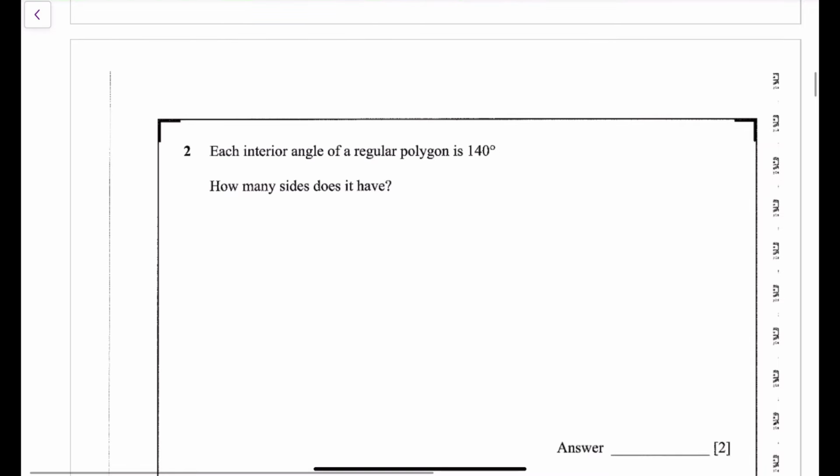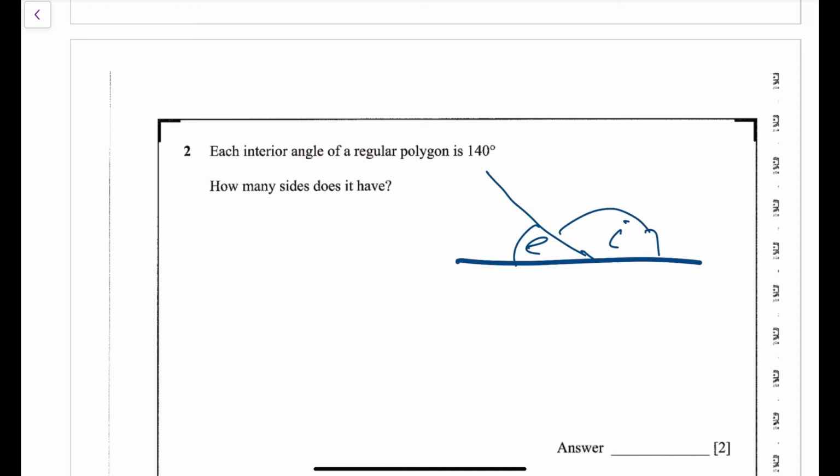Question 2. Each interior angle of a polygon is 140 degrees. How many sides does it have? The easiest way, I think, to do this one, if you imagine you've got an interior angle, we'll do it here. The interior angle's here. The exterior angle makes, together with the interior angle, 180 degrees. So first of all, your exterior angle is equal to 180 minus 140, so it is equal to 40 degrees.